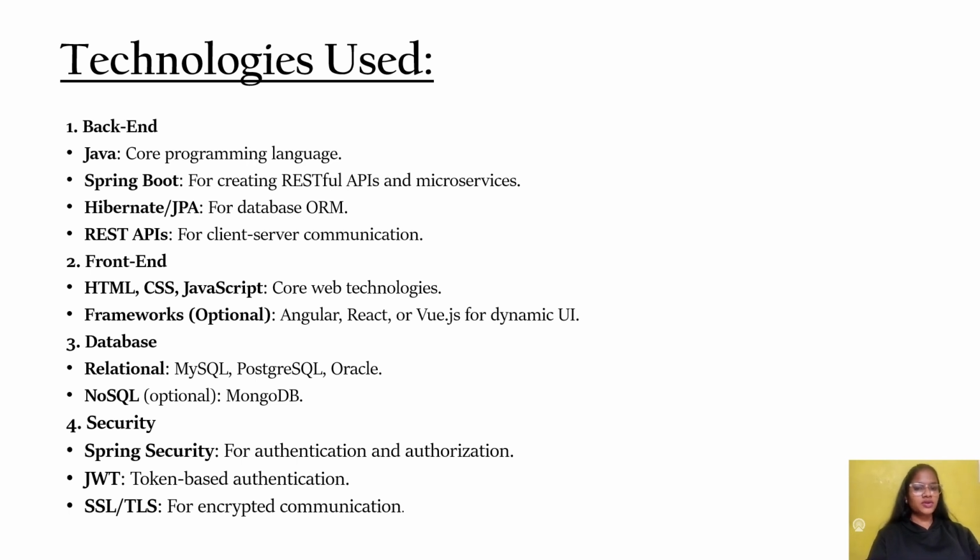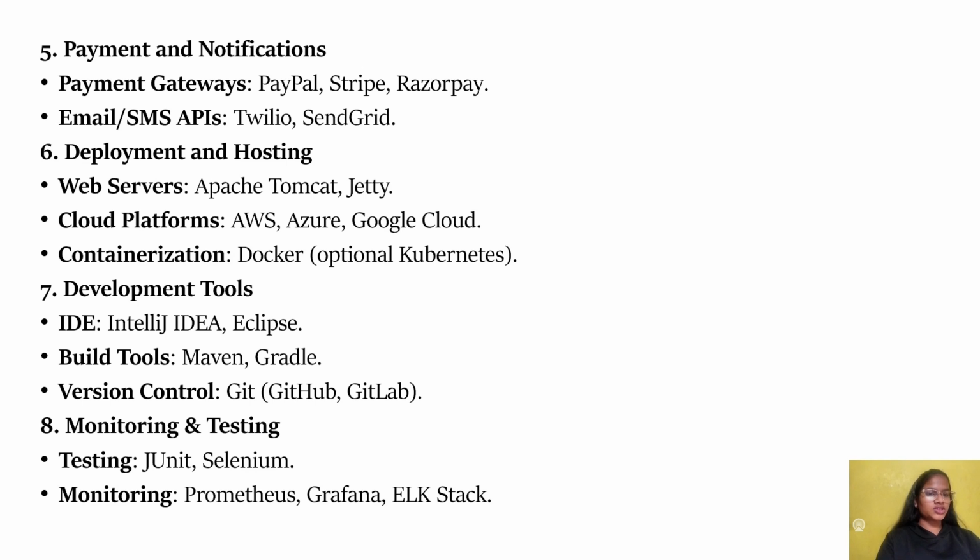MongoDB. Security: Spring Security for authentication and authorization, JWT token-based authentication, SSL/TLS for encrypted communication. Payment and notification. Payment gateways: PayPal, Stripe, Razorpay. Email and SMS APIs: Twilio, SendGrid.